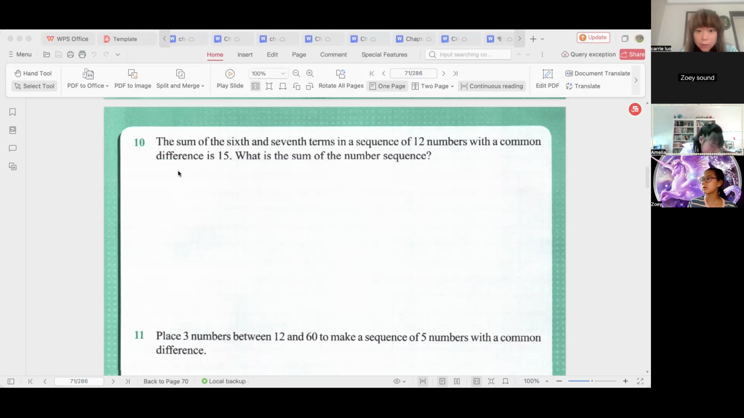Okay, so let's take a look at this one. The sum of the 6th and 7th terms in the sequence of 12 numbers with the common difference is 15, sorry. So altogether, the 6th and the 7th added together equals 15. So I don't know what this one is. I can see this is X, this is Y, right? So X plus Y equals 15. And the common difference, altogether there are 12 of them. So let me ask you, this is the first one.